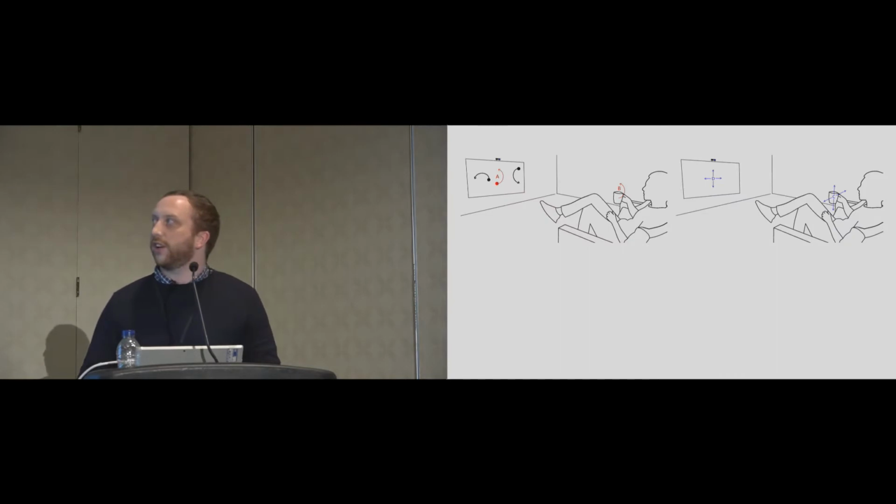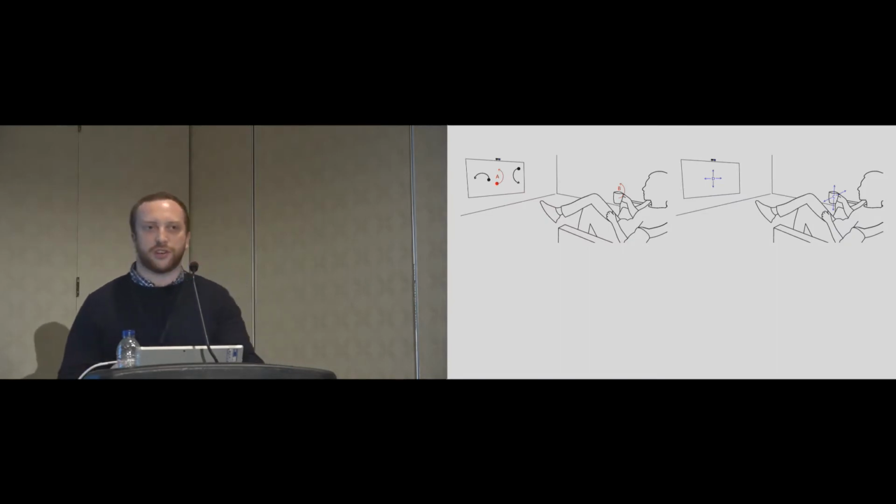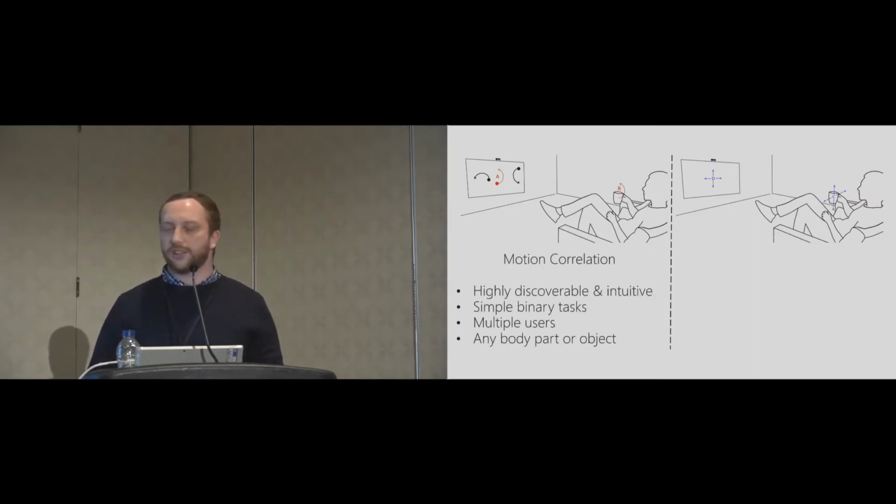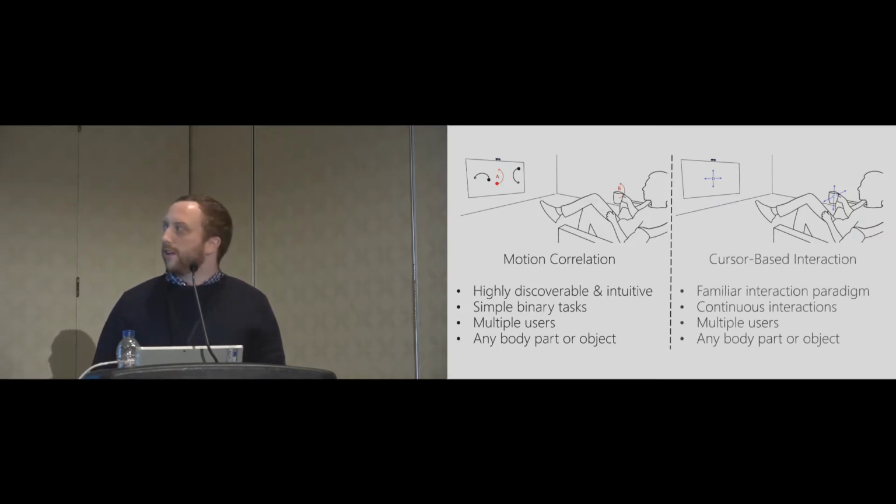So we leverage 2 different techniques, each with their own advantages. Motion matching is highly discoverable and intuitive. It is great for simple binary tasks such as playing or pausing, muting the volume, and it's suitable for multiple users and can be performed with any body part or object. In contrast, cursor-based interaction is a familiar paradigm that we use in our everyday lives and is good for continuous interactions and object manipulations. It too can be used by multiple users with any body part or object.